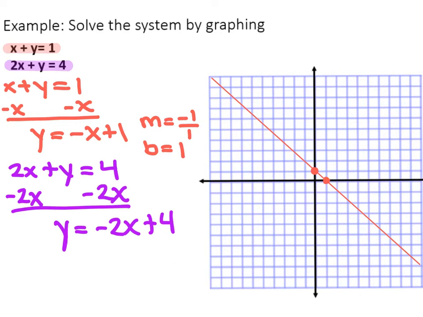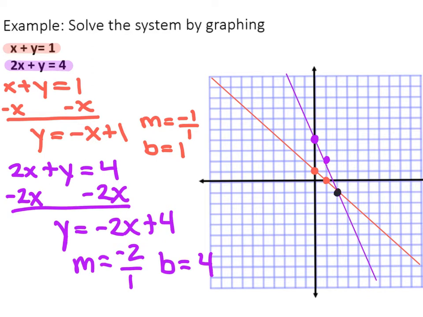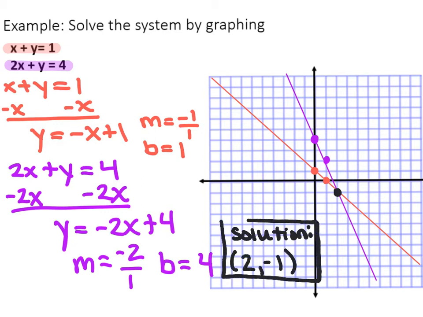So the slope is negative 2 over 1, and the y-intercept is 4. So I can plot my point at 4 on the y-intercept and graph another point using the slope. And then finally draw on the line. Now the intersection is the solution. So in this case, the solution is 2 comma negative 1.